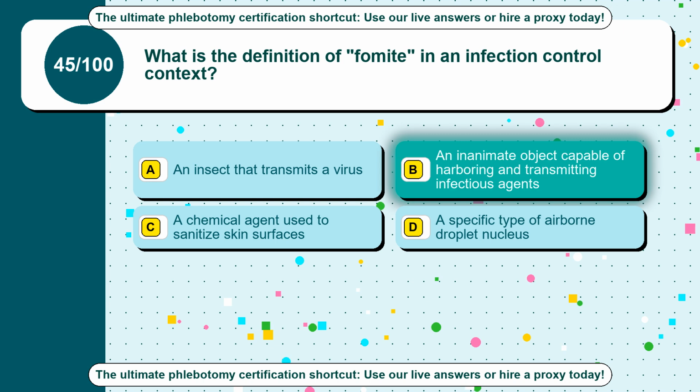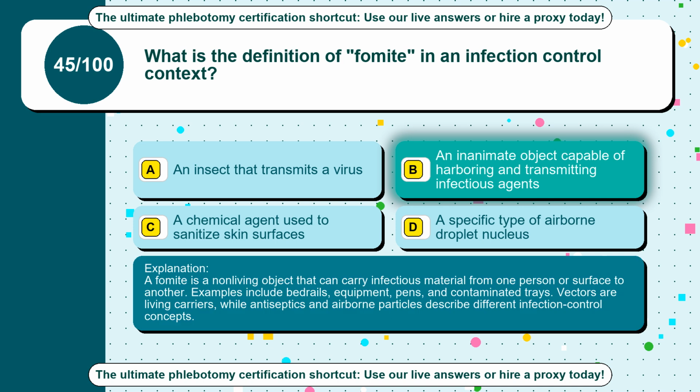The correct answer is option B. An inanimate object capable of harboring and transmitting infectious agents. A fomite is a non-living object that can carry infectious material from one person or surface to another.